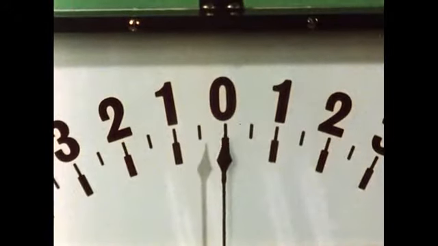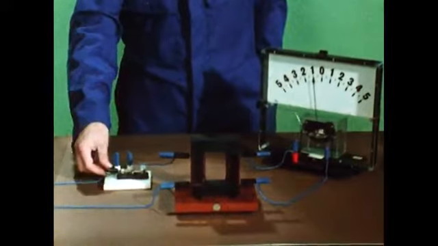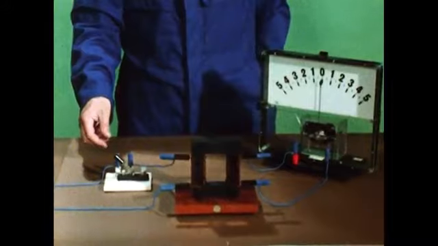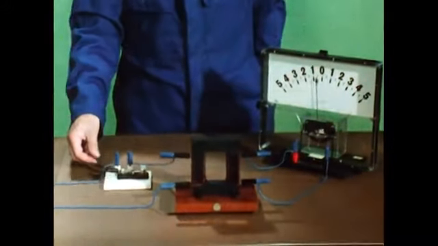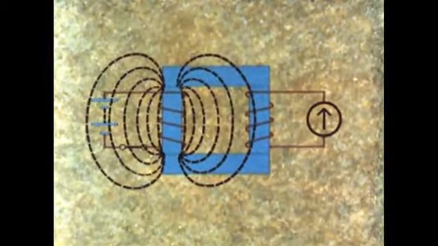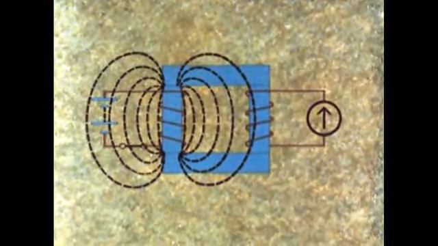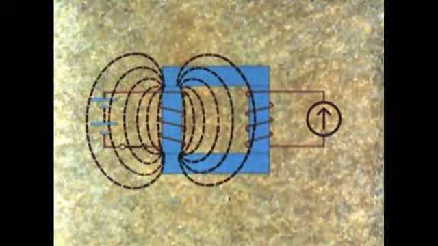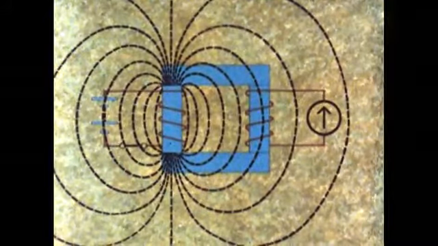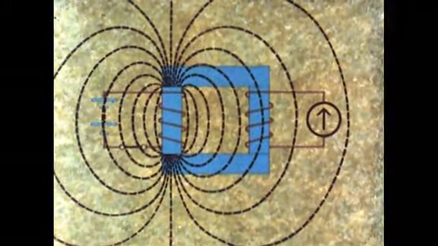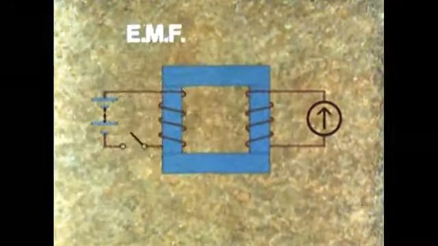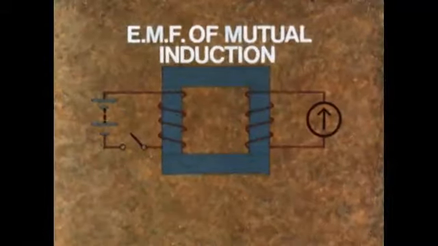Well, watch. A kick of current shows on the instrument. Every time the current changes in the first coil, there is an induced e.m.f. in the second one. This is because the lines of force from the field of the first coil are cutting across the turns of the second one, so that as the field changes, an e.m.f. is induced in the second coil. This is the e.m.f. of mutual induction.